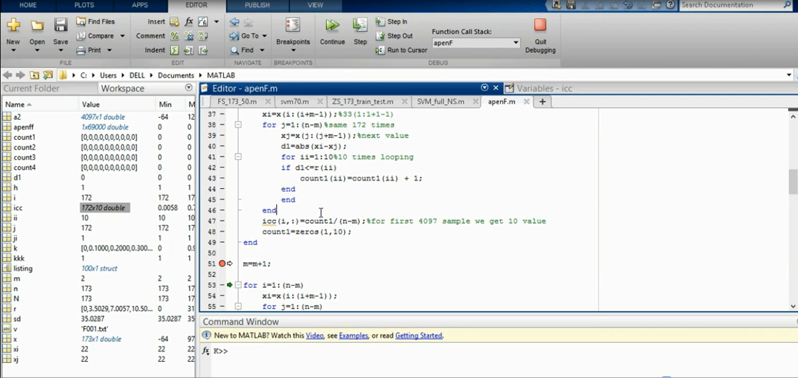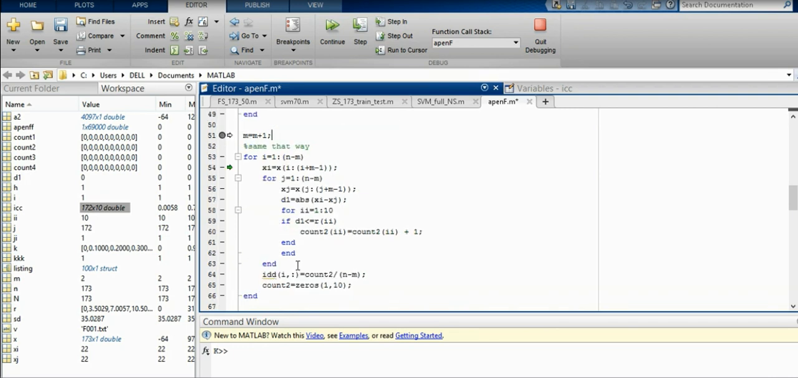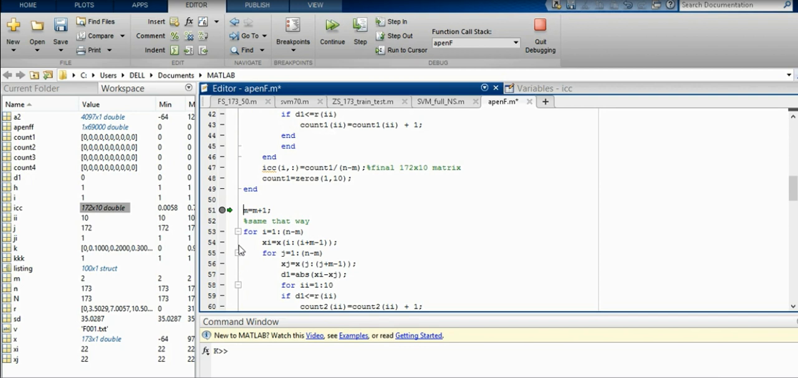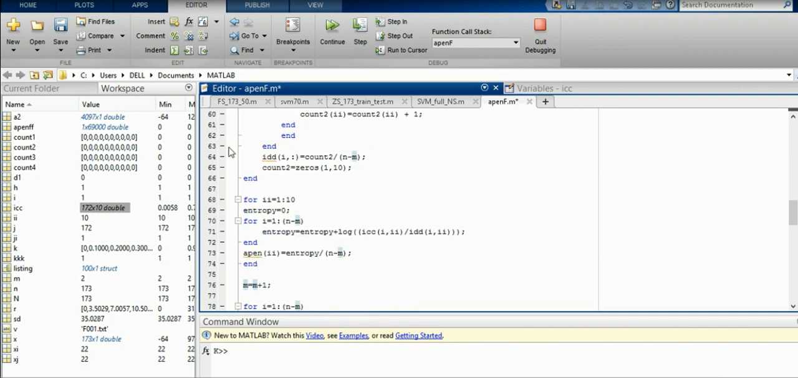And then for m is equal to m plus 1, this compares two values with other two values, the same way as for m is equal to 1, and then finally we can get another 10 values for the first frame, and finally we can get the entropy.